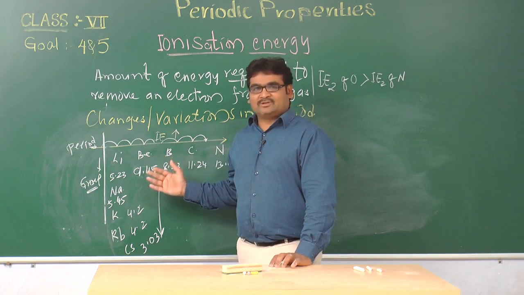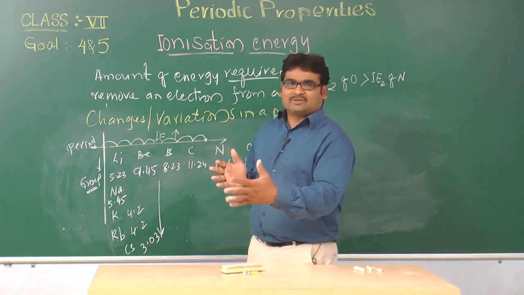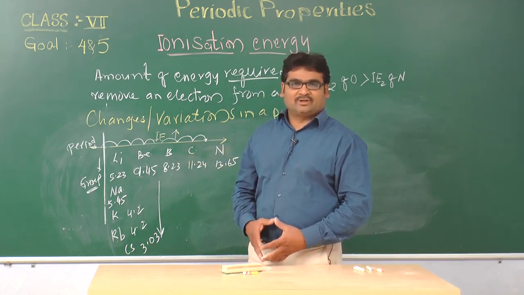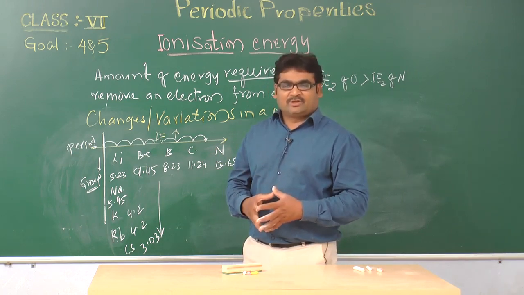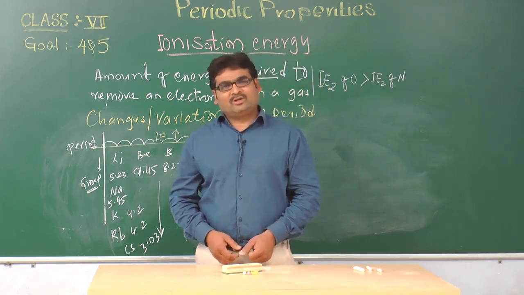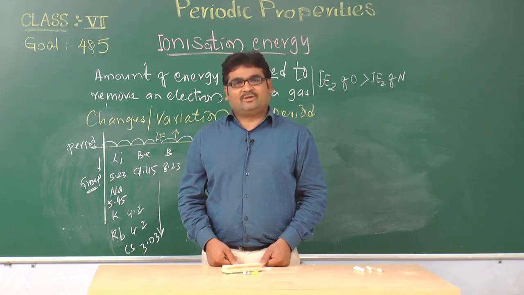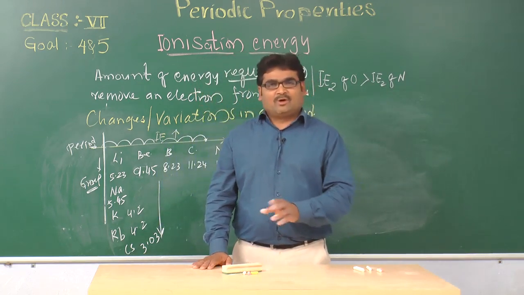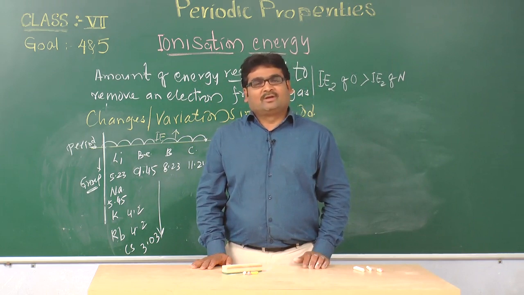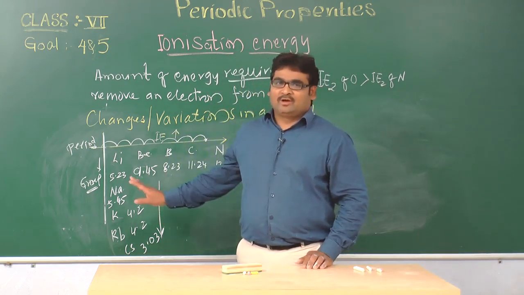When an extra energy shell is added down the group, the distance between the nucleus and the valence electron increases. As a result, the attraction between the nuclear charge and the valence electrons decreases. So, it becomes easier to remove the valence electron, resulting in less ionization energy required. This is the second periodic property that keeps repeating at regular intervals. That is why it is very important for us to learn these periodic properties.